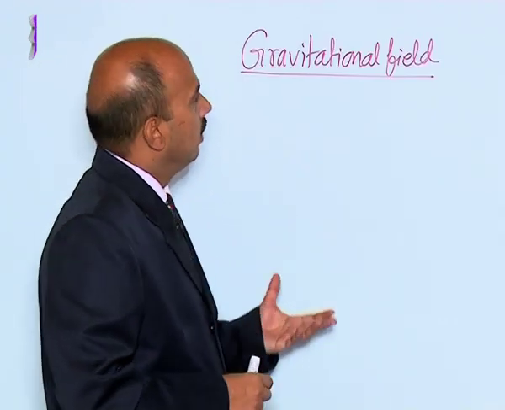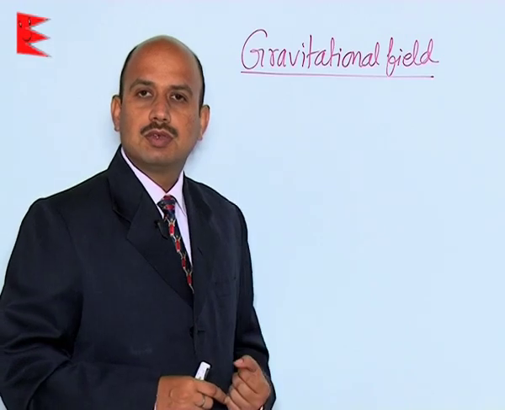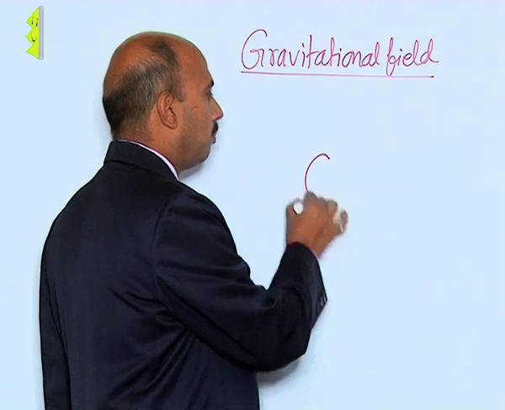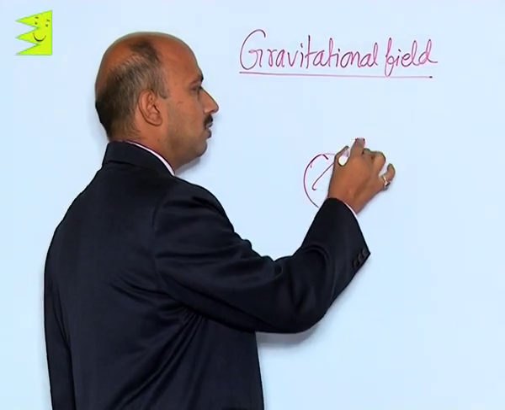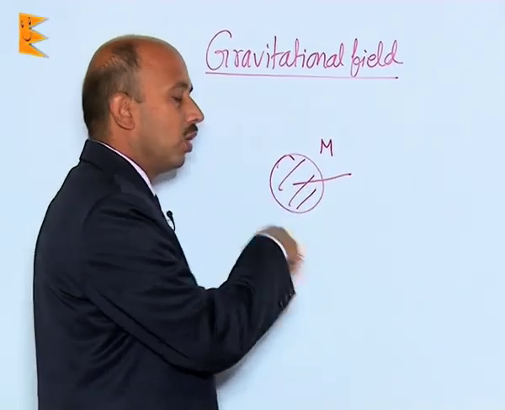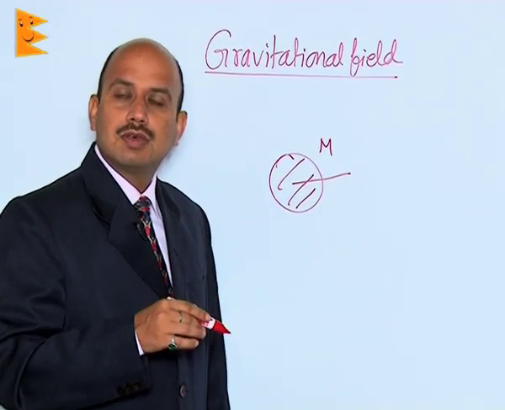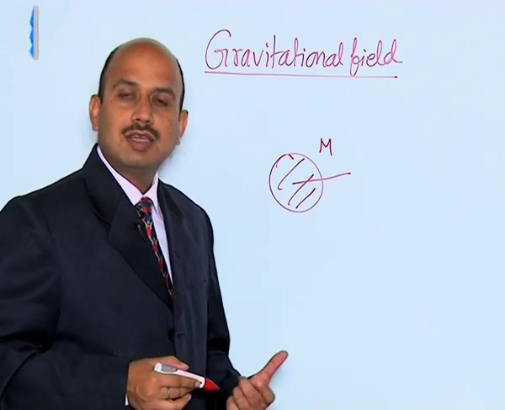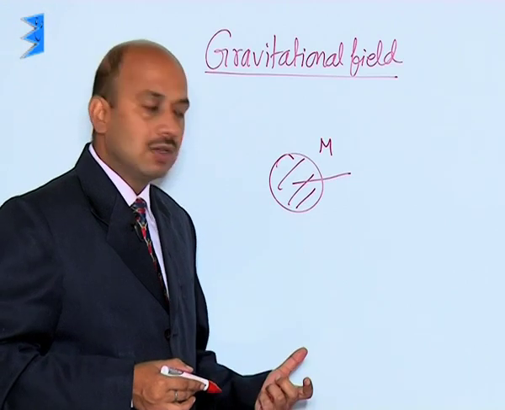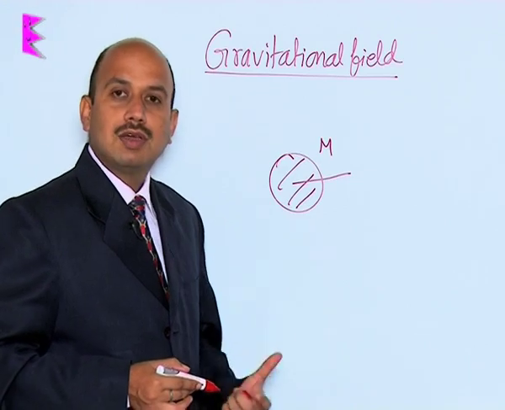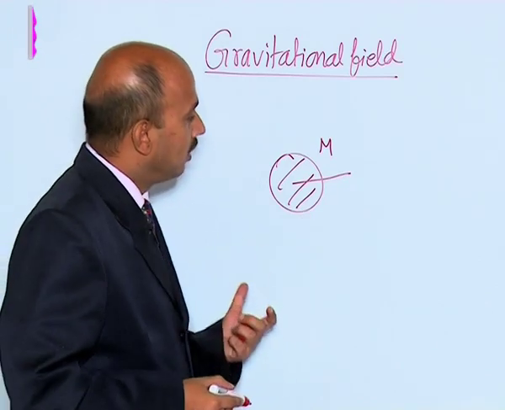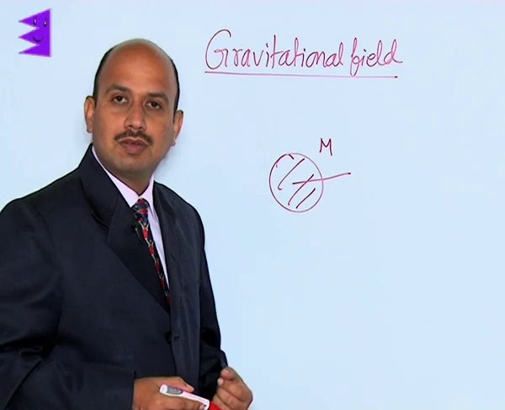Now see, the next part is gravitational field. So what do you mean by gravitational field? Now see here, suppose you have got a body of certain mass m, and now around this body there is a space where its force of attraction can be experienced by another body or by another mass. So that space is known as gravitational field of this body. So now we have to define here intensity of gravitational field.